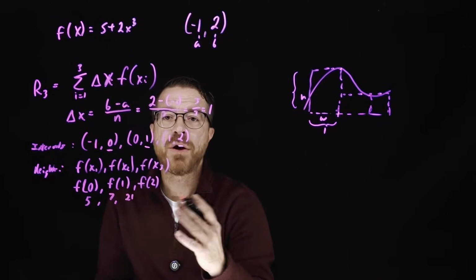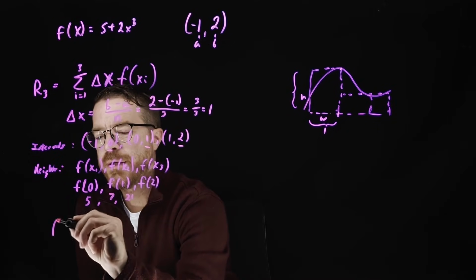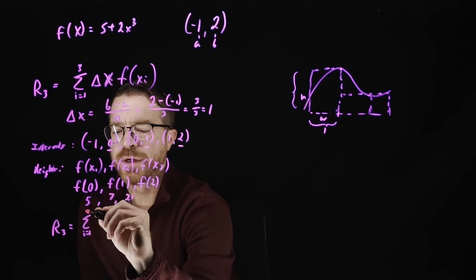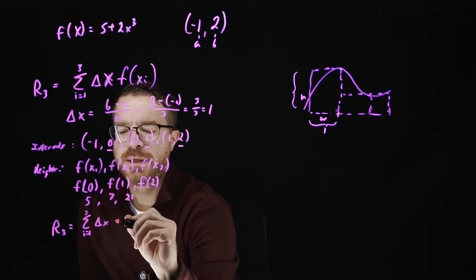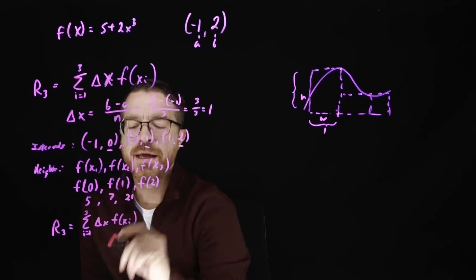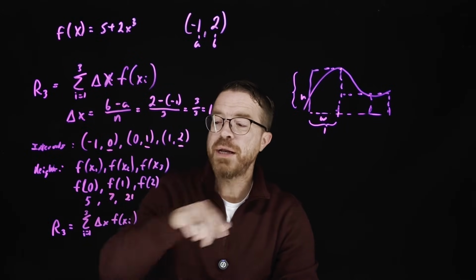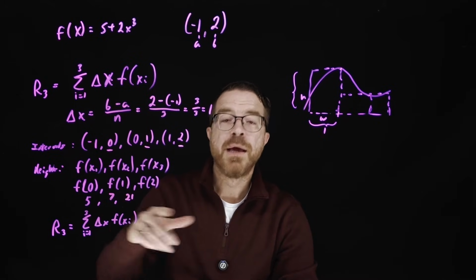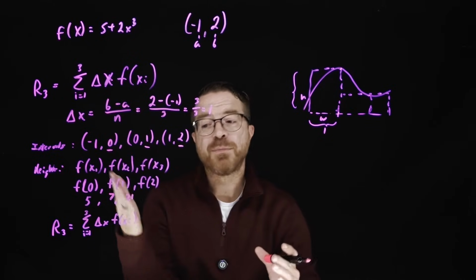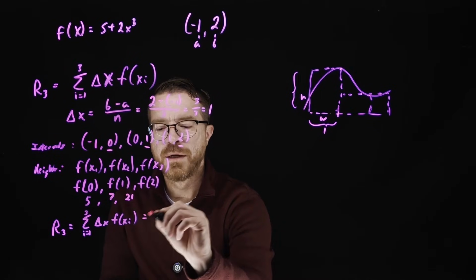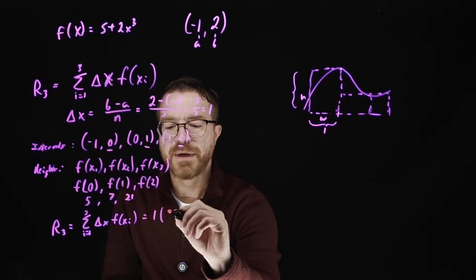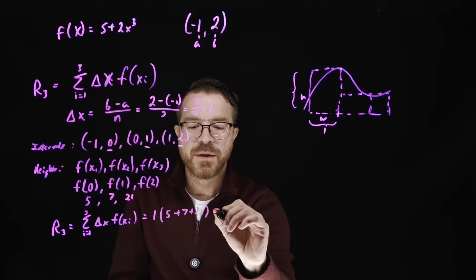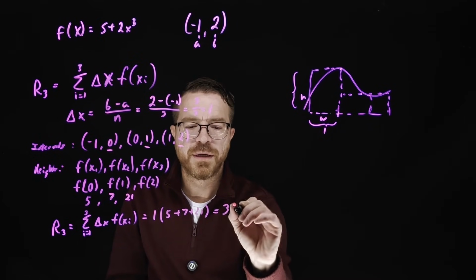So now it's time to actually solve for our area. The area, using our right-hand endpoints with 3 subintervals, is going to be the sum i equals 1 to 3, delta x times f of x sub i, where delta x is just equal to 1, times 5, plus 1 times 7, and then 1 times 21. Because all of these have the same delta x, I'm going to pull this out. So this would end up being 1 times, and then I plug my heights in, 5 plus 7 plus 21, which gives me 33 times 1, which is just 33.